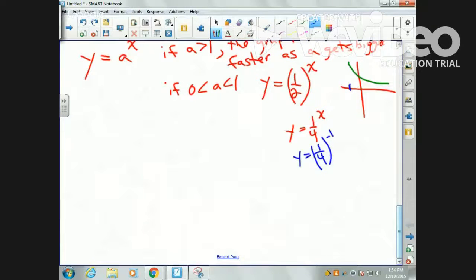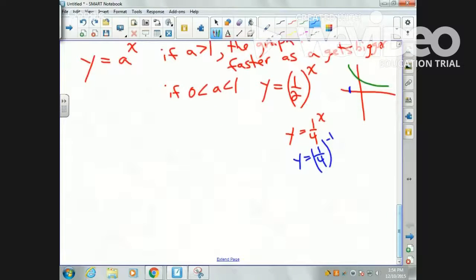Aaron's going to have a hard time with this. I don't think you did negative exponents, did you? Last year? That's why. But the rest of you should be okay.